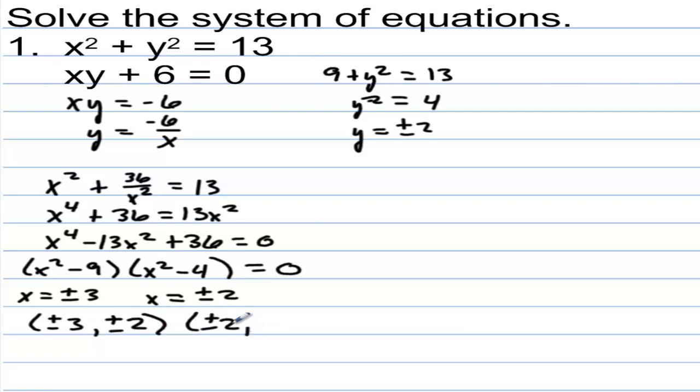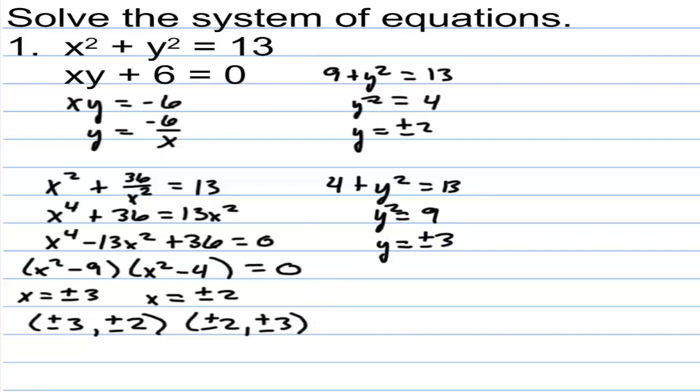We also have plus or minus 2 to plug into x. We get 4 plus y squared is equal to 13, no matter if we plug positive or negative 2 in. We get y squared is equal to 9, so y is equal to plus or minus 3, no matter which one we plug in. So we have plus or minus 3.